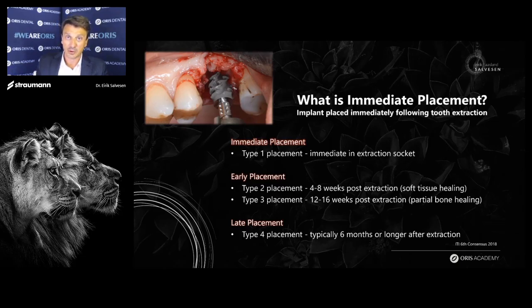Type 2 will consider the soft tissue to be closed. Type 3 will consider the beginning of bone healing in the area. And also the type 4 placement, which is a delayed or, typically, what we call a conventional placement of the implant, is done 6 months after, like we did it before, years ago.